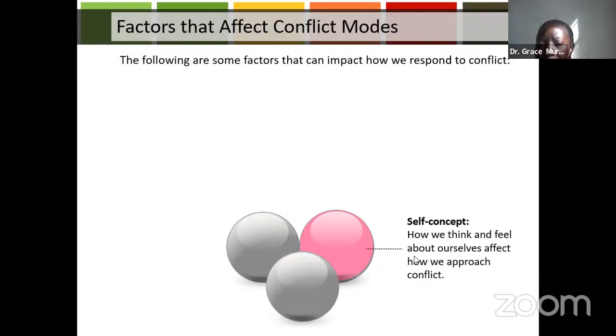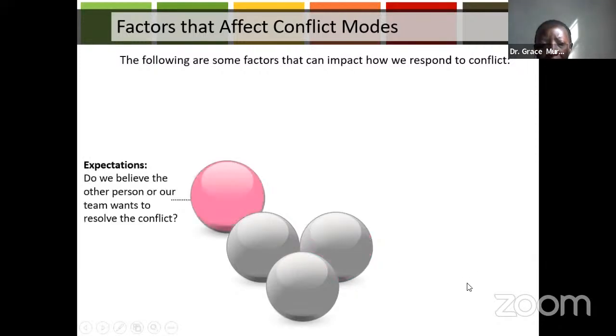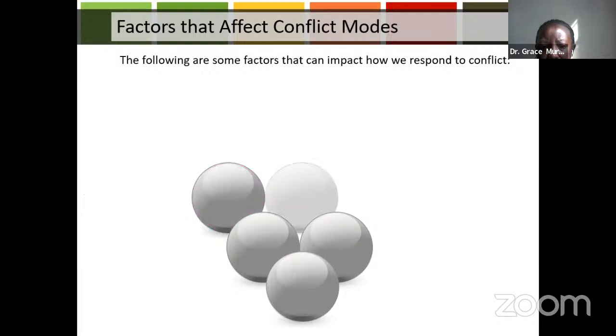Another factor would be expectations. What are our expectations when we are coming into this conflict? Do we believe the other person or our team wants to resolve the conflict? If you feel that the other party is also willing to resolve this conflict, then you are encouraged to collaborate. But if you feel that the other party is not willing, sometimes you might feel, okay, fine, if it doesn't matter to them, why should it matter to me? So what are our expectations of the other people?